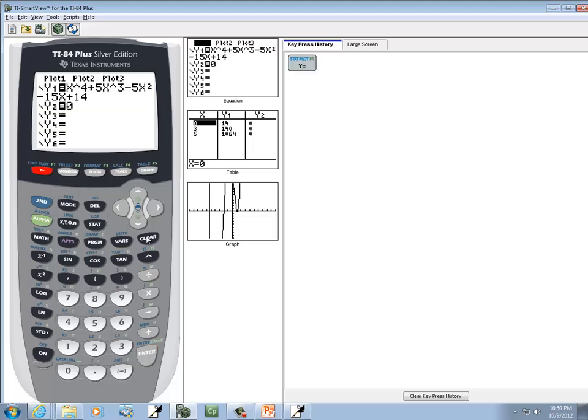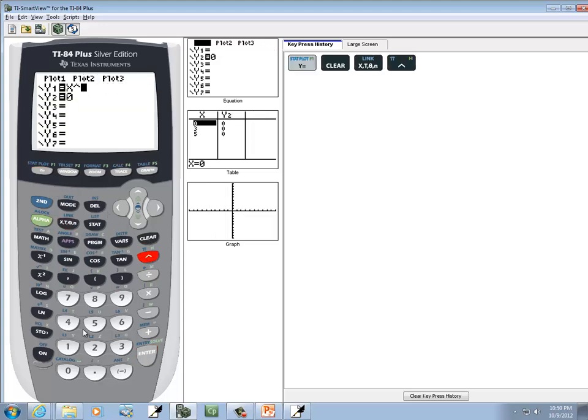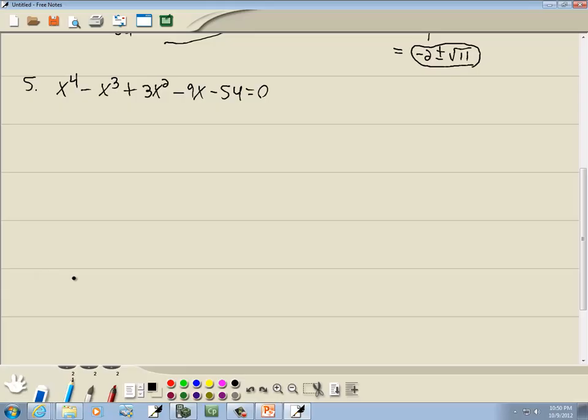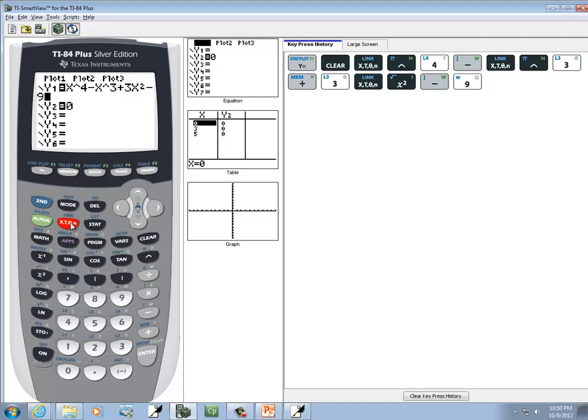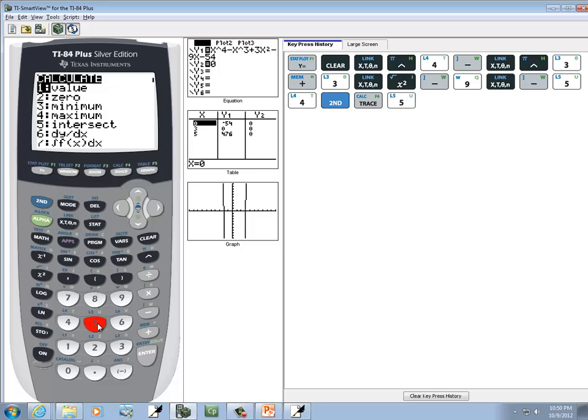So press y equals, press clear, x caret 4 minus x caret 3 plus 3x squared minus 9x minus 54, and then 0 on y2. So we do second trace, 5 intersect. Our answer again is where it crosses the x-axis, and this one's pretty obvious. It looks like negative 2 and 3.